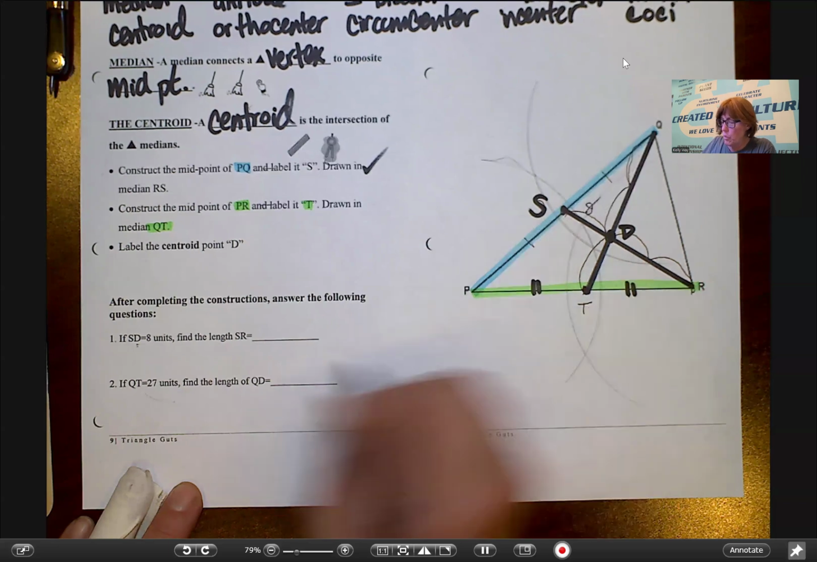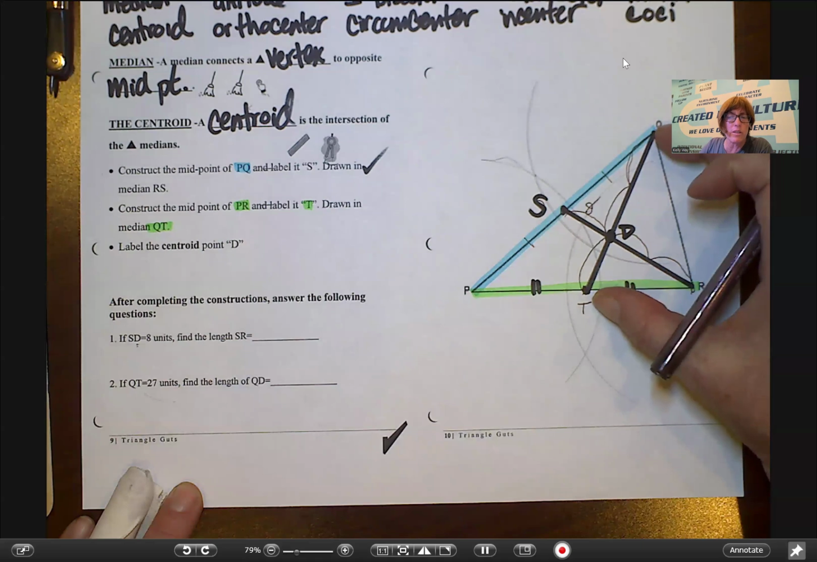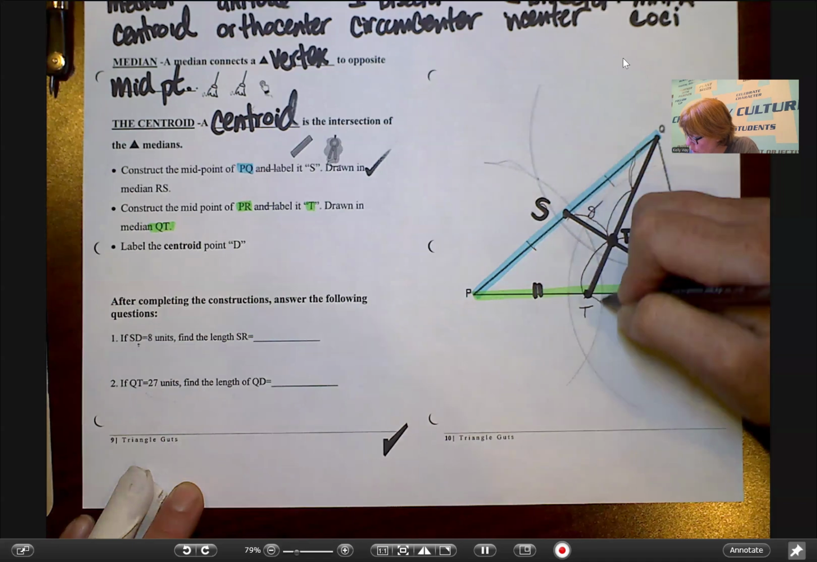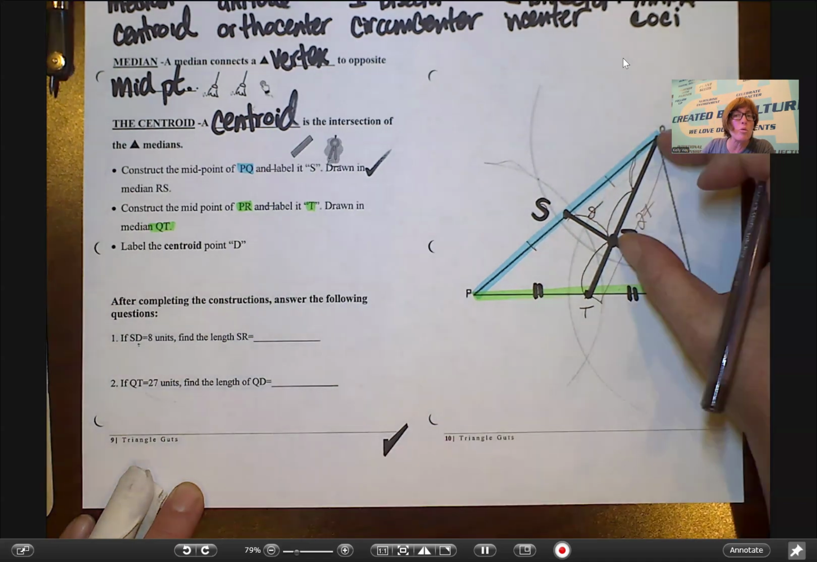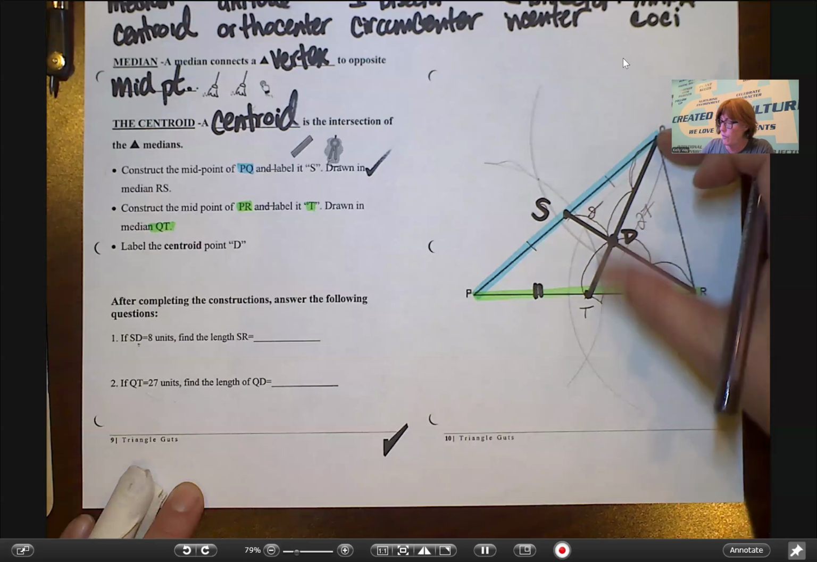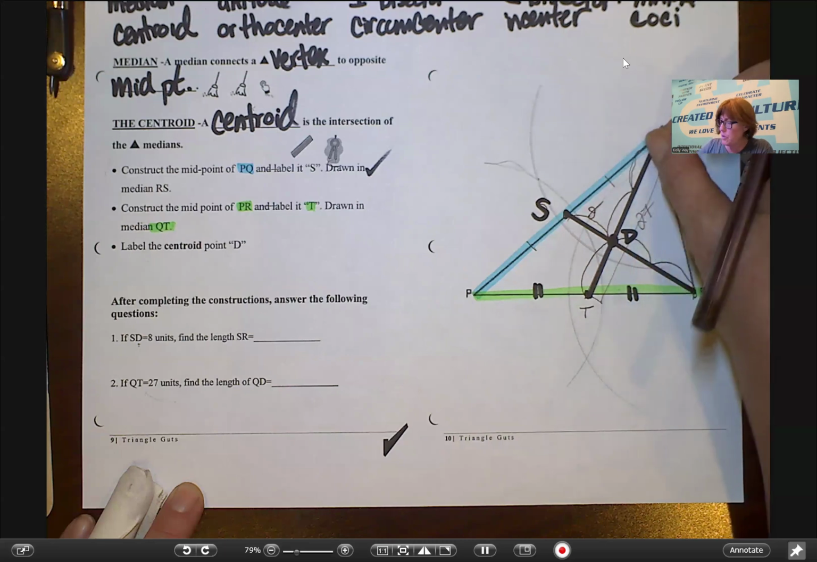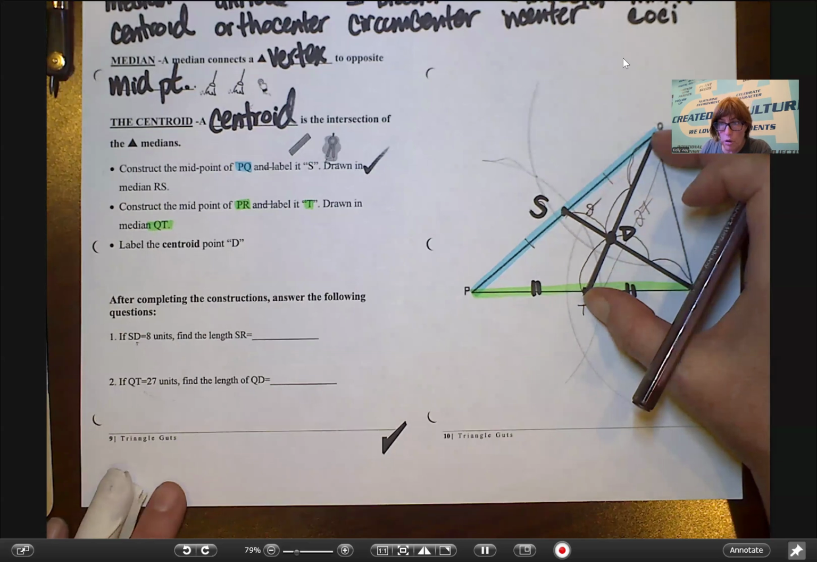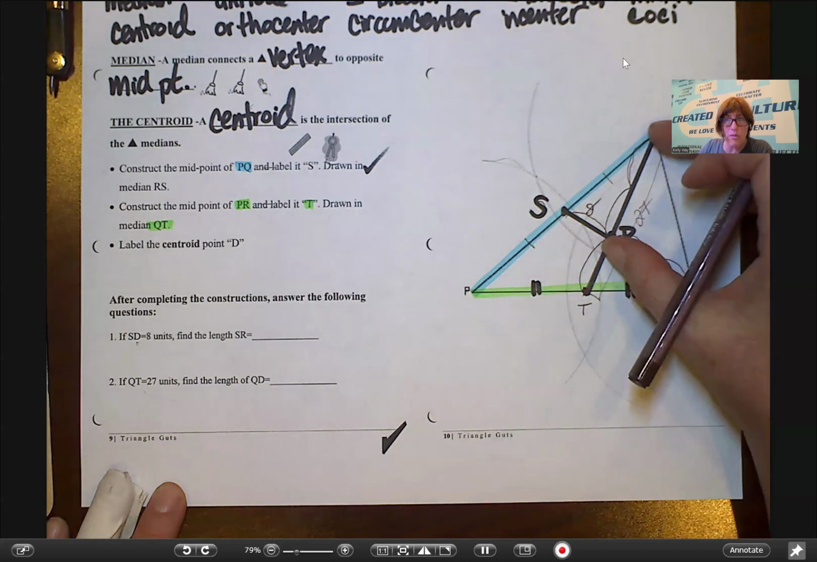Okay. Second one says if QT is 27, so I'm going to put my fingers like this. If this whole thing is 27, from here all the way to here is 27, find the length of QD only. Well, look carefully. 1 bunny hop, 2 bunny hops. Put your fingers like this at 27. Knowing those bunny hops are equal, ask yourself, what would this be and what would this be? Pause the video.